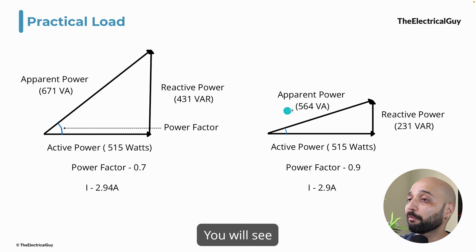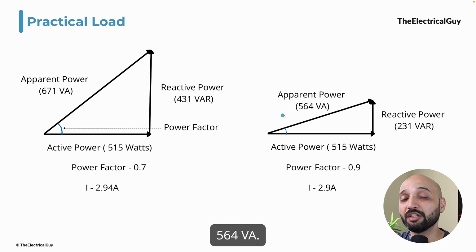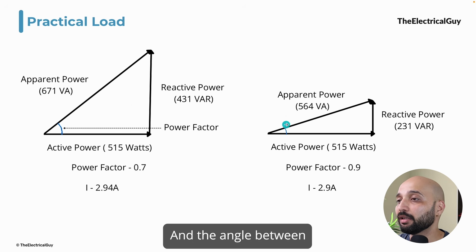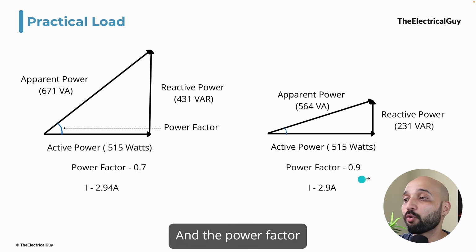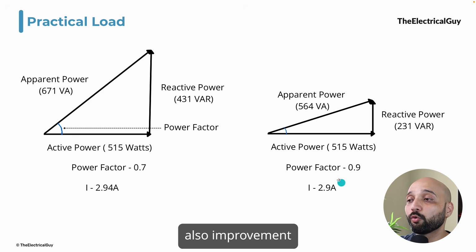You will see the apparent power has also gone down. It is now 564 volt ampere. Earlier it was 671. And the angle between active power and reactive power has also reduced. And the power factor is now 0.9, which is far better. And you can see there is also improvement in the current.